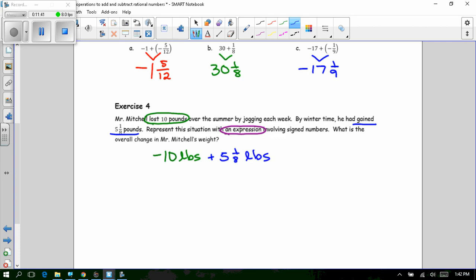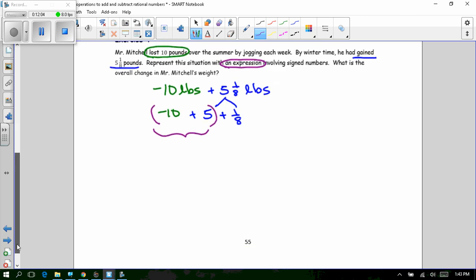All right. So how can I write this all out? Here's what I'm going to do. I'm going to write -10 plus, and I'm going to break this into 5 plus a 1/8, right? That whole last part is all positive. Now I'm going to combine the whole numbers. I'm going to do this part here.